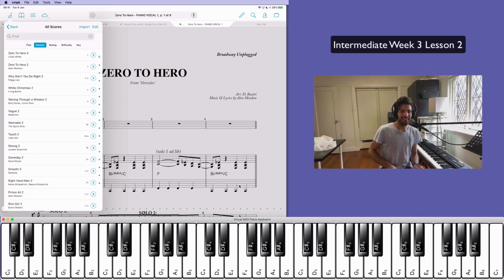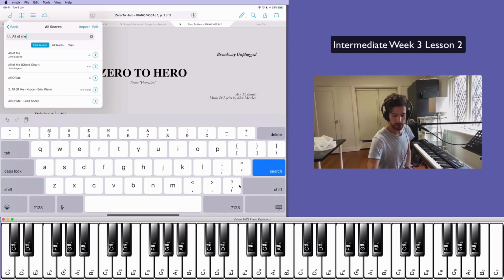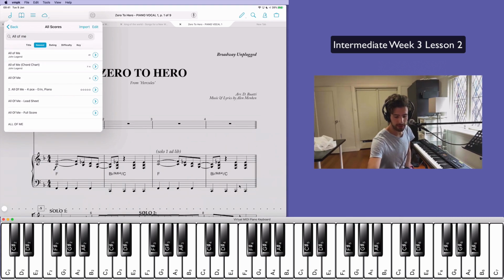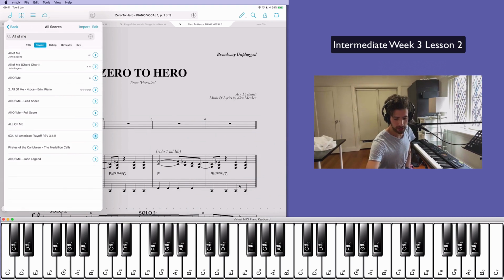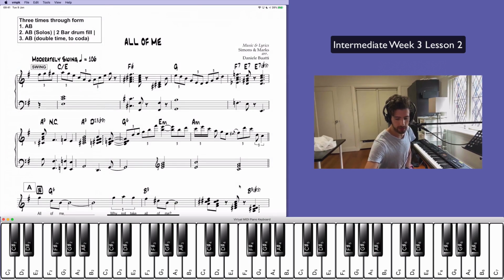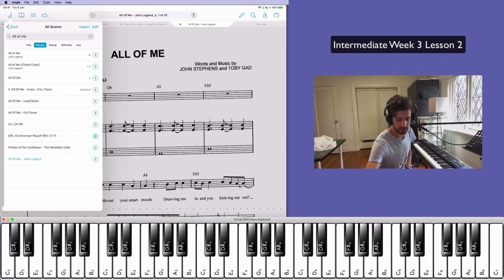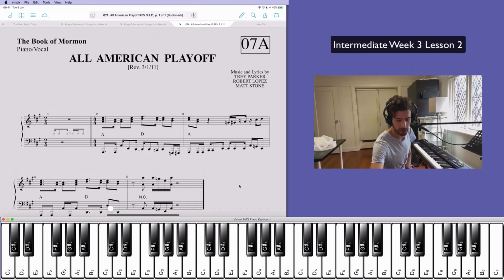So cool. Anyway, John, I was looking at All of Me yesterday, just as a song. What key were you looking at it in? In C major. So I think it's the original key. Is that the same one? I'll find it. I've just got so many of them.